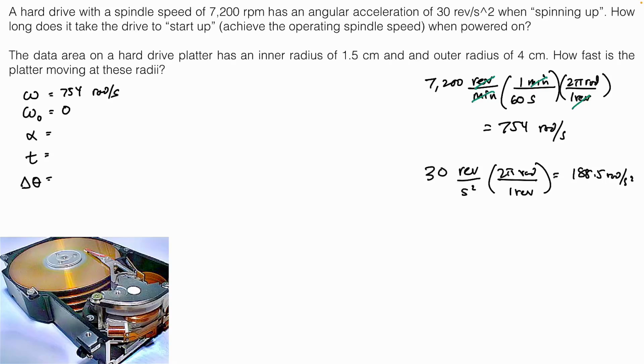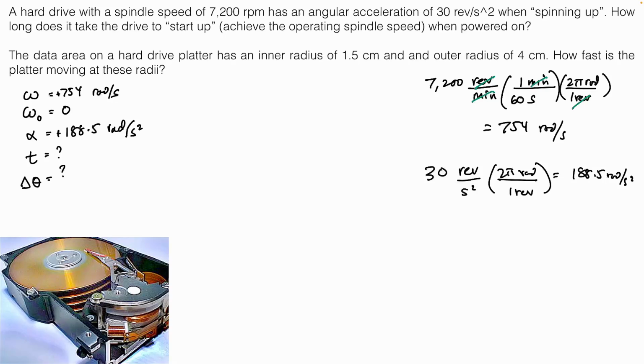All right, so I've got 188.5. Now, is the drive speeding up or slowing down? Speeding up, isn't it? So what sign are we going to put on that acceleration? Positive, right? We say positive 754, and we're speeding up. We better have a positive acceleration. Okay, we don't know the time, and we don't know how far it went, right? We don't know how many radians it turned through.